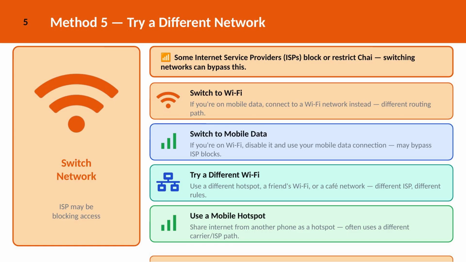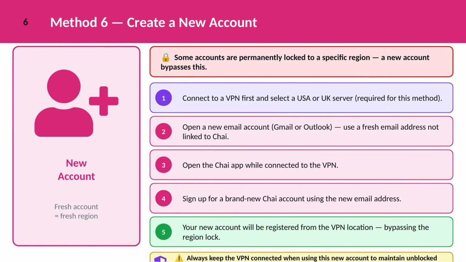Method 6. Create a new account. If your existing account appears to be locked, create a new account using a new email address while connected to a VPN. Some accounts may be permanently locked to a specific region.